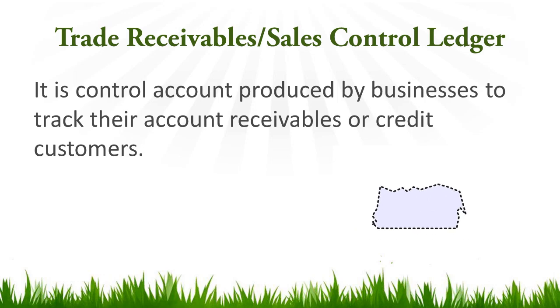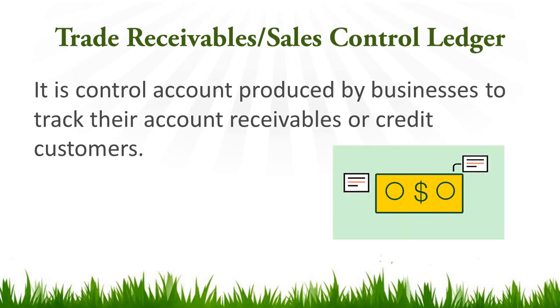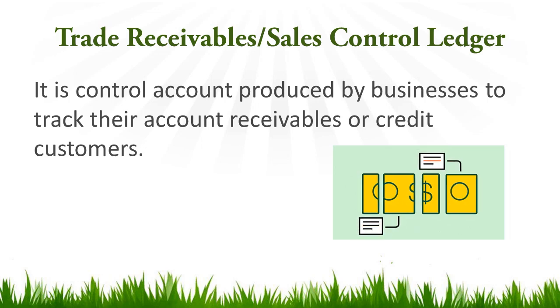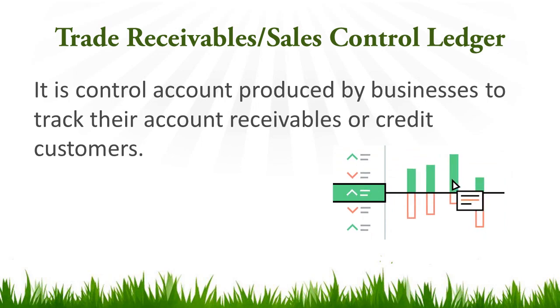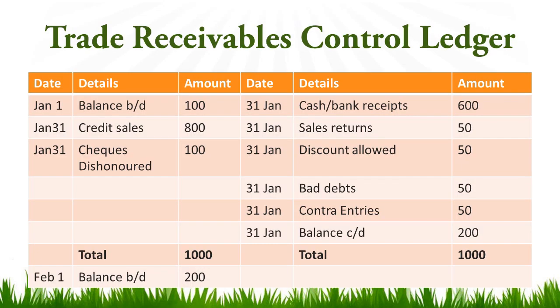The first topic in control accounts is the trade receivables control ledger, sometimes also called the debtors control ledger. When we are talking about the trade receivables control ledger, a business needs to have complete control over its credit customers. They want to see which of the customers have not paid in time, so that they can be dealt with in an appropriate way. For that matter, aging of trade receivables is supposed to be done.